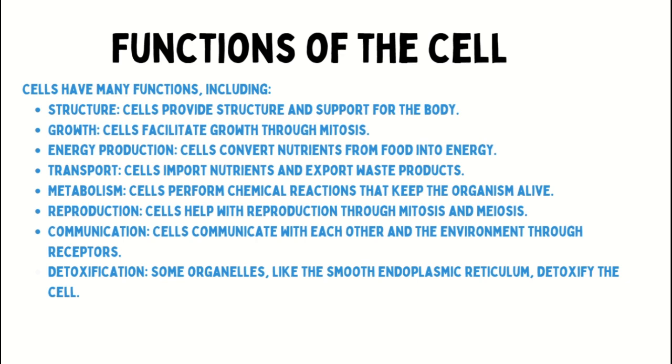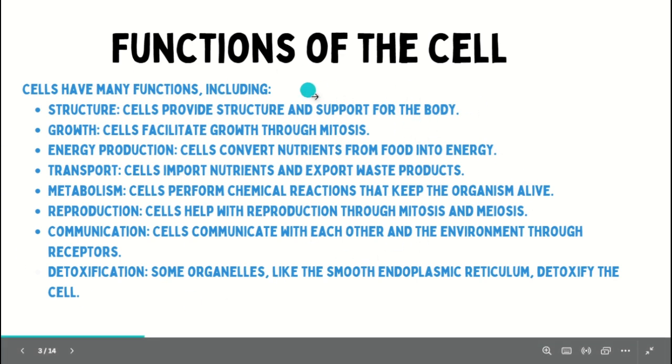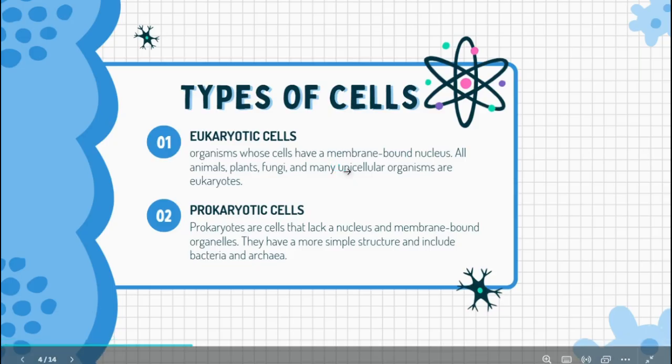So now communication. Cells communicate with each other and the environment through receptors, right? Then detoxification. Some organelles like the smooth endoplasmic reticulum detoxify the cell, meaning that they get rid of toxins. So let us get into more detail regarding each cell organelle. Alright, so that was just a little summary. Let's get into more details.